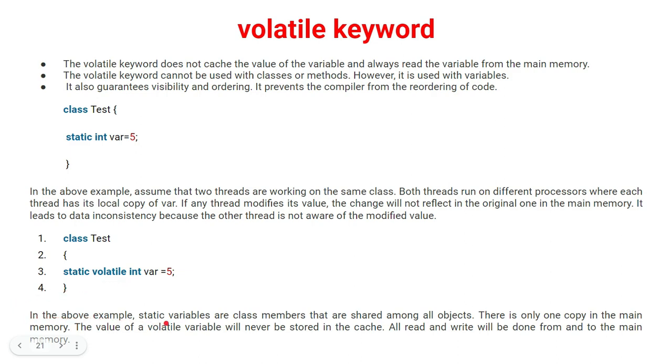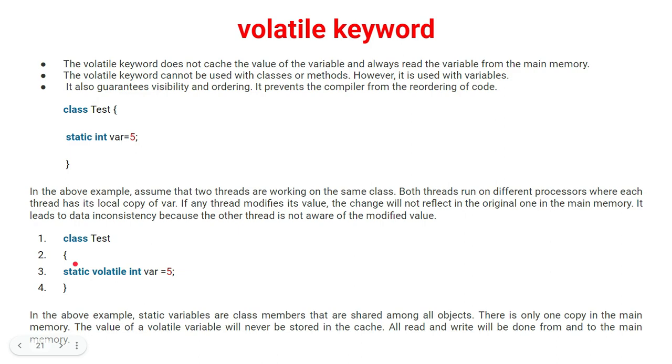In the above example, static variables are class members that are shared among all the objects. There is only one copy in the main memory. The value of the volatile variable will never be stored in the cache. All reads and writes will be done from the main memory only. So that is the power of volatile.